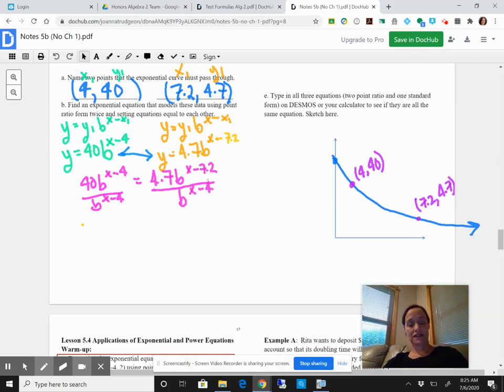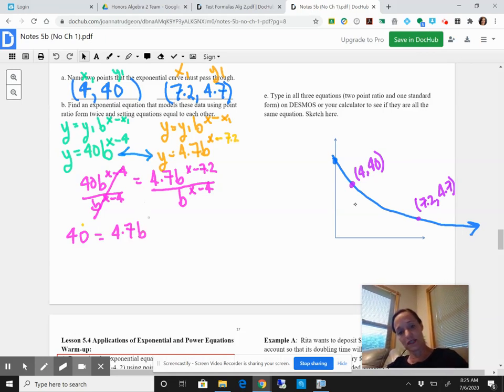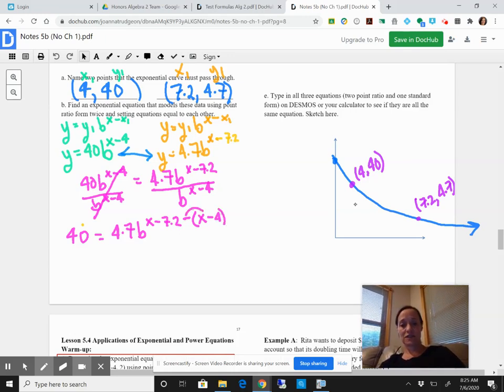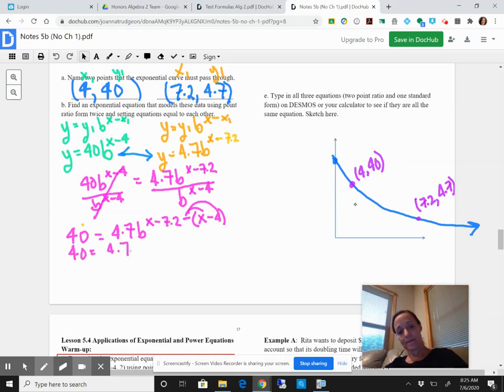Okay, so I'm going to do that. B to the x minus 4s are going to cancel out here. Still have 40. I have 4.7. And then this is b to the, I'm going to subtract the exponents, b to the x minus 7.2 minus, and here's the one trick that often students don't do. You're subtracting this whole thing, x minus 4, okay? So this negative has to be distributed, and this is going to be the same thing as 40 equals 4.7, b to the x minus 7.2 minus x plus 4.